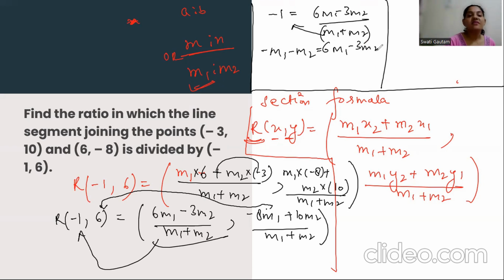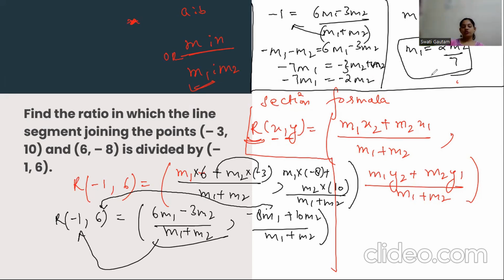Now I will solve like terms. 6m1 will go to the left hand side, it will become minus, so it will be 7m1. I am not taking 3m2 on the left hand side, I am taking m2 to the right hand side. So 3m2 plus m2. So it will become 7m1 equals to minus 2m2, right? So the value of m1 will come equals to minus 2m2 by minus 7. Minus minus will cancel out. So m1 equals 2m2 by 7. Up till here, I think it's clear, right?